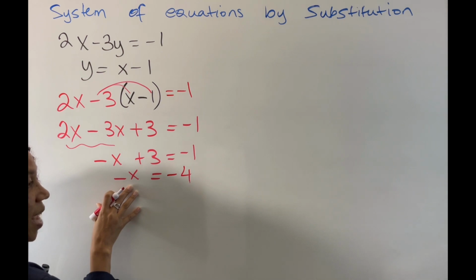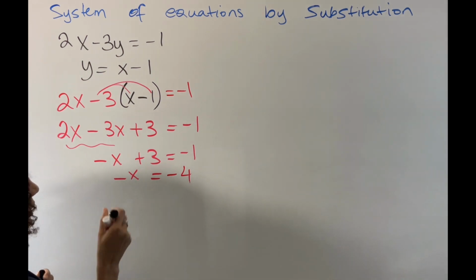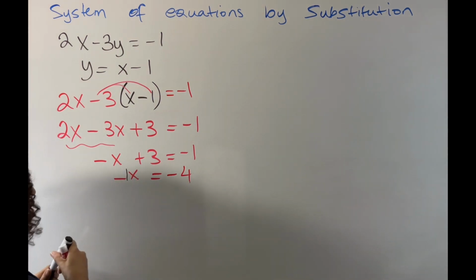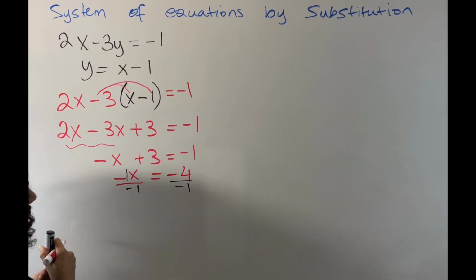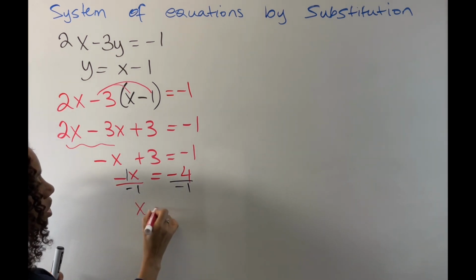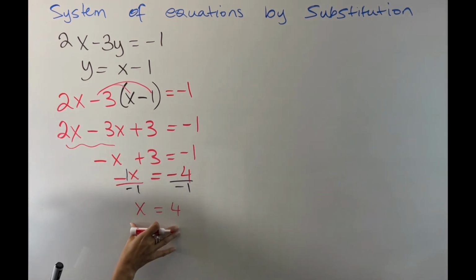Now because I have a negative here, there is like an invisible 1 in front of it, so I must divide by -1. And whatever I do on one side, I must do on the other side. So this will give me x equals 4. So this is x equals 4.